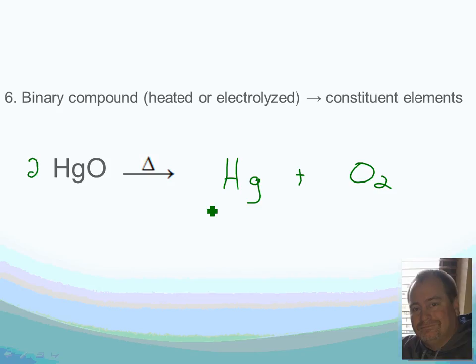So now I have to balance. That means I have two of these. It's like having HgO, HgO. I've got two of them. So I've got two mercuries, two oxygens.